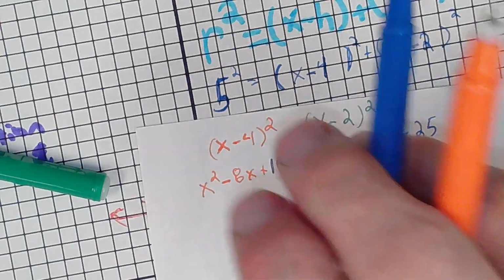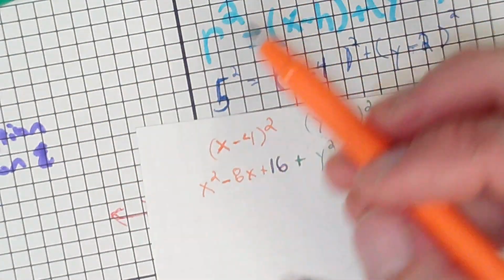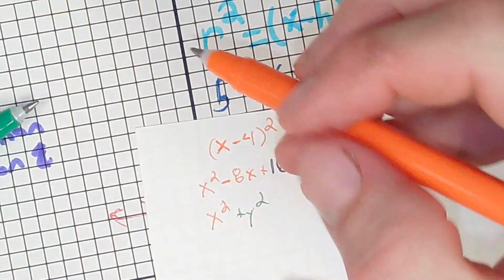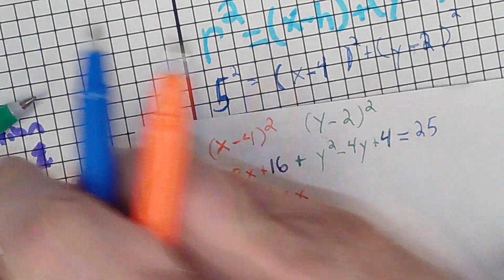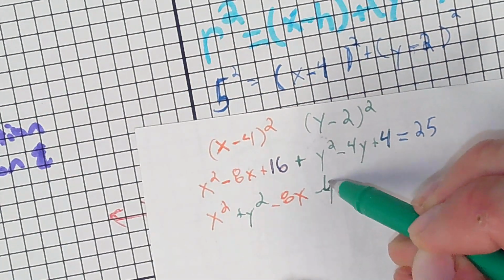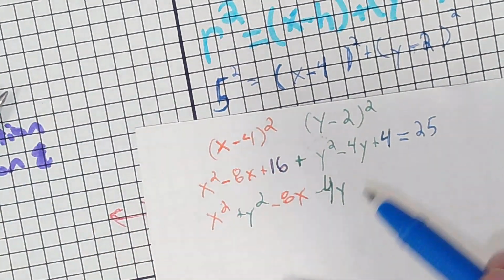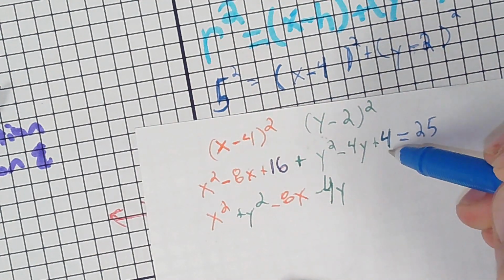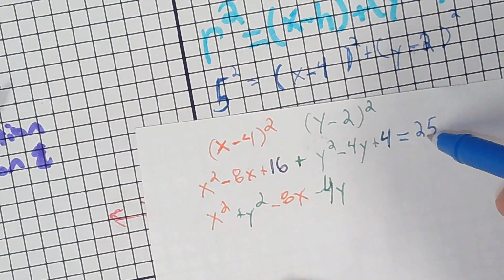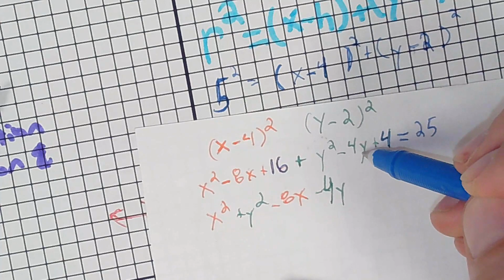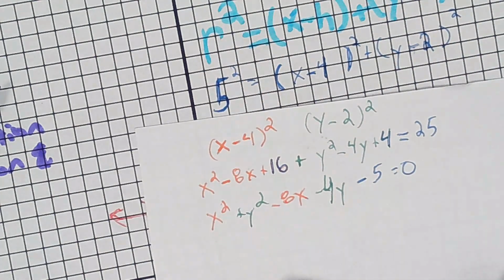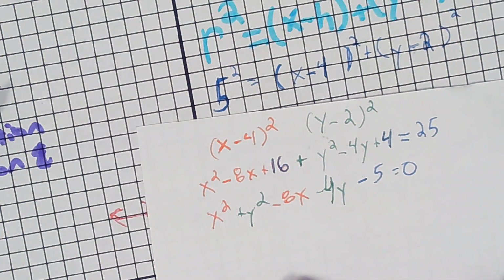Okay, so now I'm going to rewrite these in the right order and add like terms. So x squared plus y squared minus 8x minus 4y, and then let's add all these constants up all at once. So 16 plus 4 is 20. And we got 25 on that side. We're going to move it over here, so it's going to be minus 25. So it's going to be 20 minus 25, which is negative 5. And over here is a 0. All right, so that's going to be in standard terms.